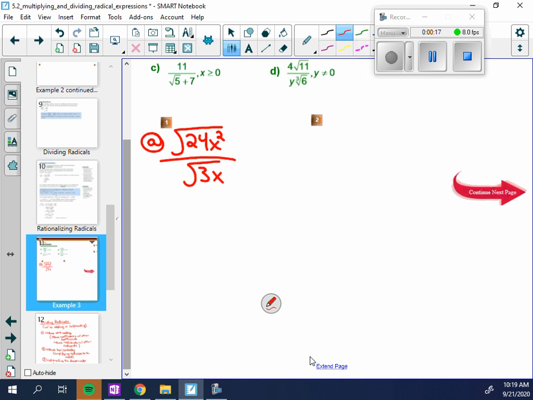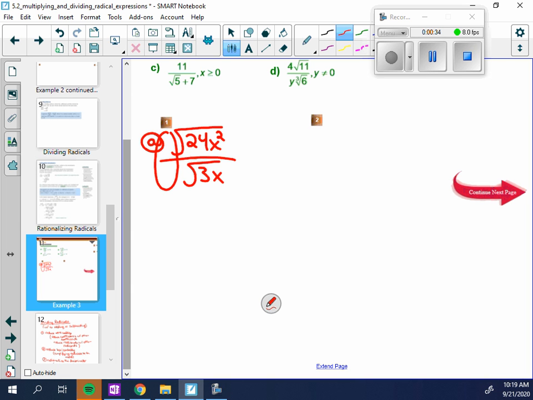I can reduce vertically. There is nothing out front here to reduce. Do you see that? There's no like 4 on the top with an 8 on the bottom that could be a reduced fraction. So I'm fine. It's a 1 over 1, which doesn't simplify any more than that. Now I can reduce inside.